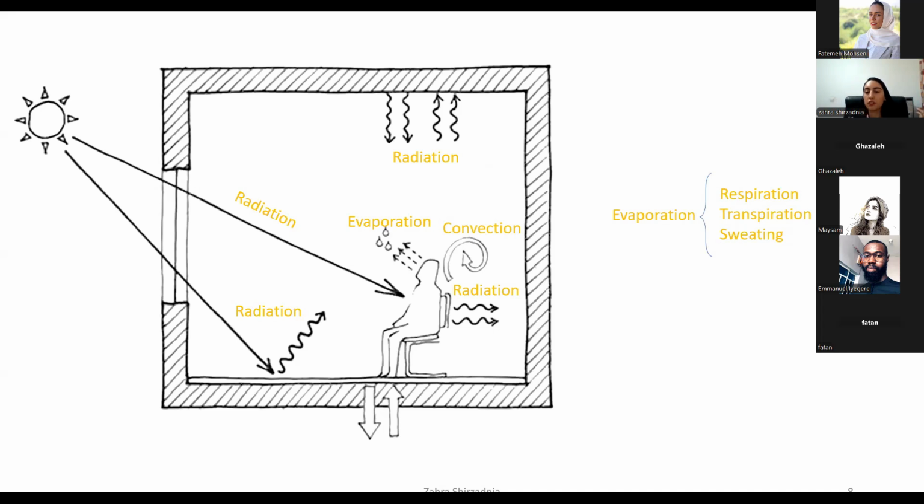It depends on the relative humidity of the air. And conduction takes place if a part of the body is in contact with a solid object. It depends on the temperature of the skin and the object, as well as on the thermophysical characteristics of the object.